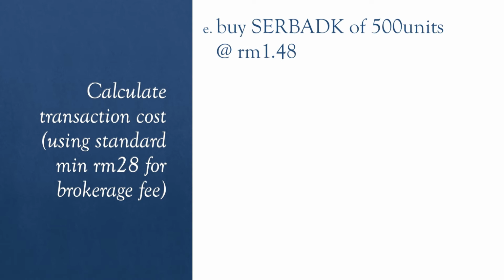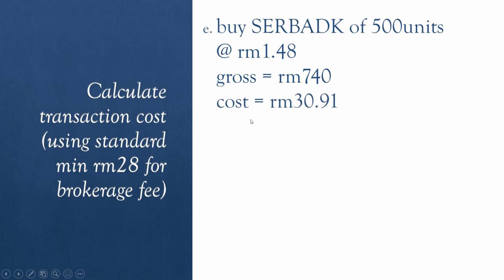Okay, now another example, we buy Serba Dynamic. The stock code is Serba Decay of 500 units at Ringgit Malaysia 1.48. Gross transaction is Ringgit Malaysia 740. And then you have cost of 30.91 ringgit. So net equals to gross plus cost, because this is a buy. So gross plus cost equals to Ringgit Malaysia 770.91.